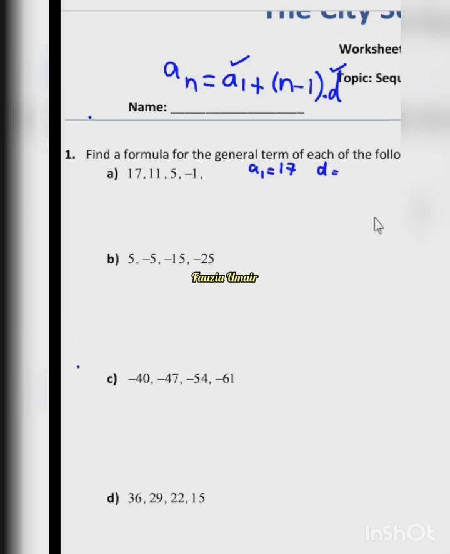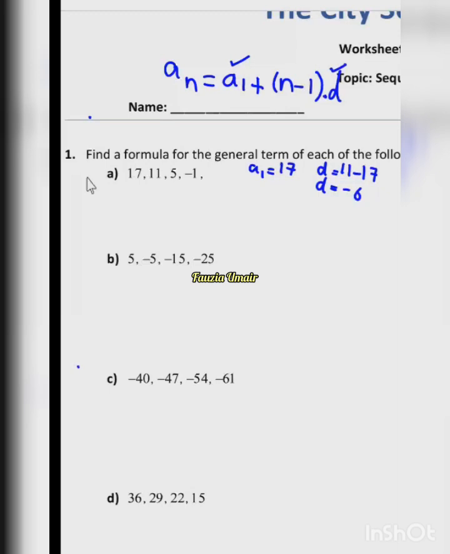What is d, Nasser? 11 minus 17. Very nice. 11 minus 17, second term minus first term. So it is minus 6. And that makes sense also because it is a decreasing sequence. You can see the first term was 17 and now it's getting smaller and smaller: 17, 11, 5, minus 1. So d is minus 6.